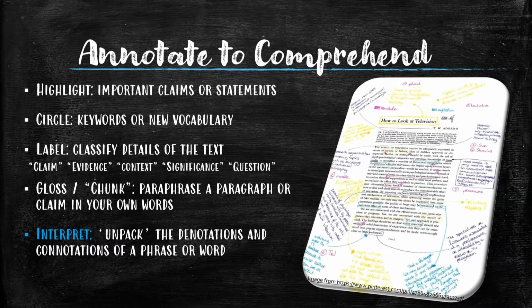So connotations are those deeper, unspoken meanings, whereas denotations are just the surface level, word for word meaning. And in order to comprehend a text, it is important to interpret both the surface level and the deeper level of some parts of the text.